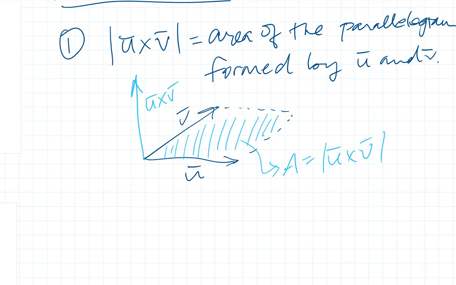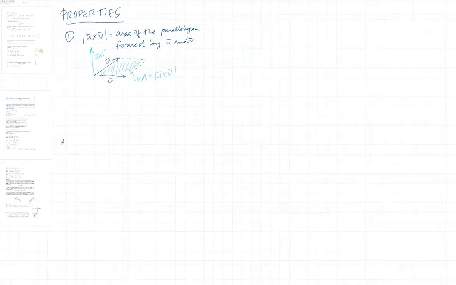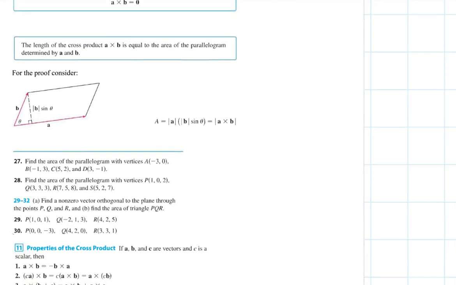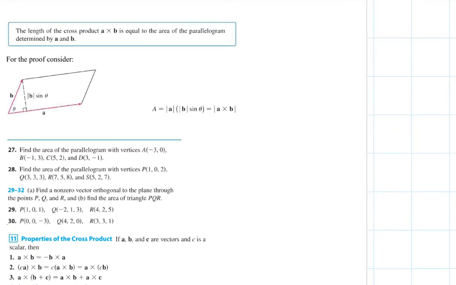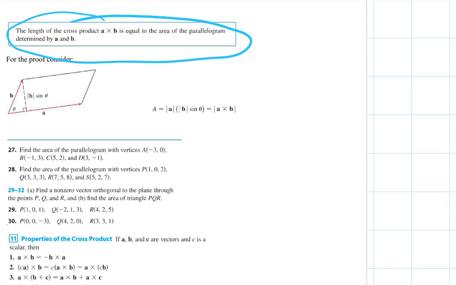Now, this uses a nice little argument using the area of a parallelogram. If you want, I'll pull this over. Since the length of the cross product is equal to the area of the parallelogram determined by a and b. I'll use u and v here instead, though. So let's pull this over. So what they've got here is they've got something like this. So here's u, here's v.